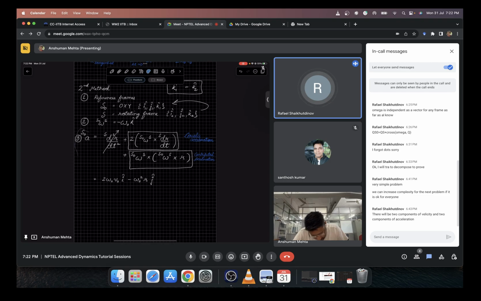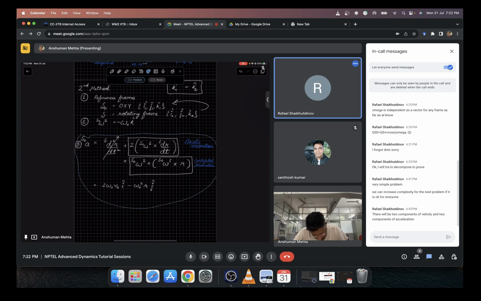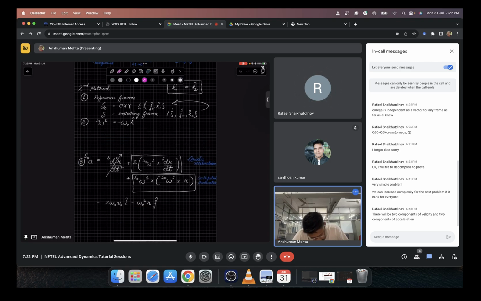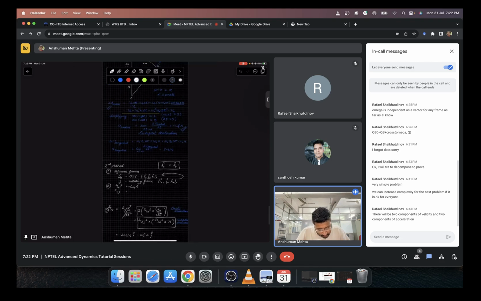Let me make a little change here. No, there is no disagreement, I agree with you. So S not, so S, can be written in terms of, in which direction is it going, I or J.